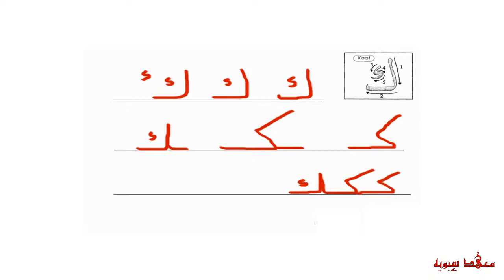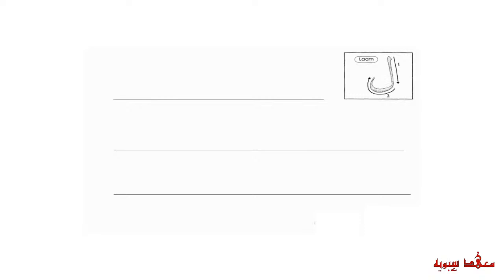Next letter is the laam. Now with the laam, it's similar to the kaaf, and there's no small S, as you can see, but it's a bit different. The way it's done is, you start from about here, you come down, and then you come down past the line, and then it goes back up. So it's like that. And you can curve it slightly, so it's curved in slightly.